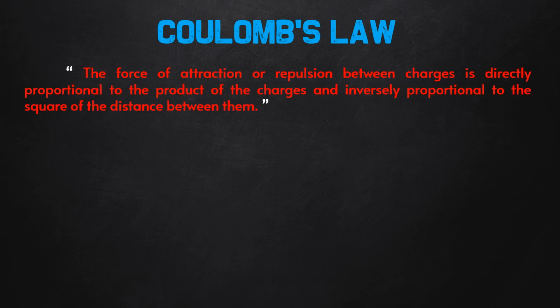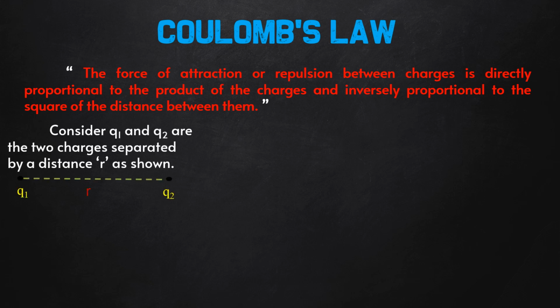The force of attraction or repulsion between two charges is directly proportional to the product of the two charges and inversely proportional to the square of the distance between them. Let Q1 and Q2 be the two charges separated by a distance r. So F is directly proportional to Q1 Q2, and the force is inversely proportional to the square of the distance between them, so F is inversely proportional to r square.